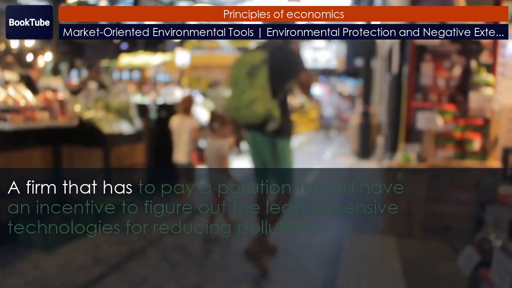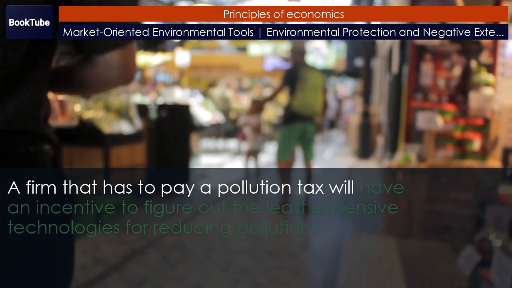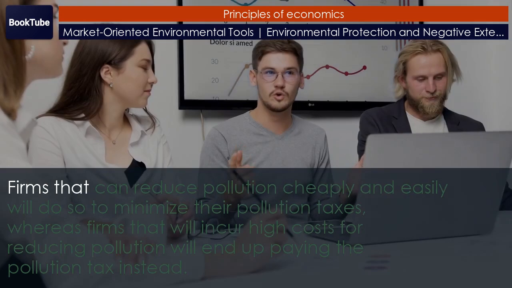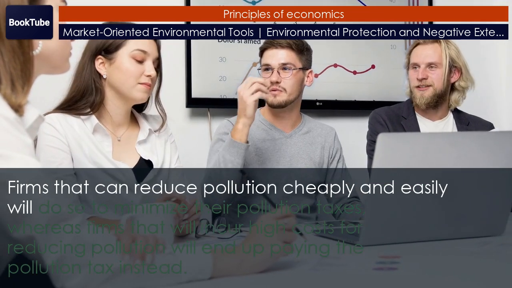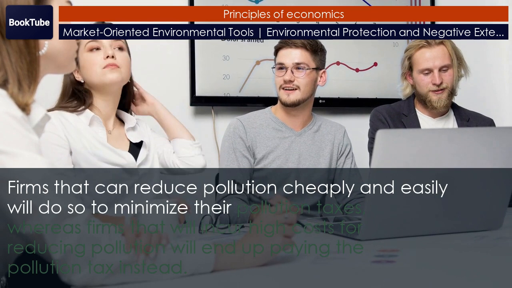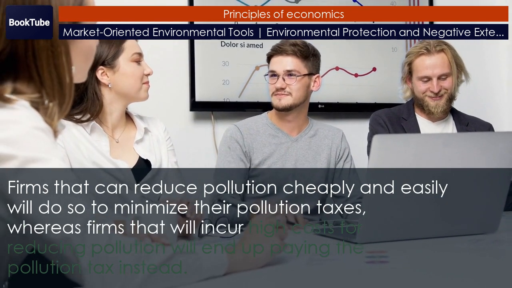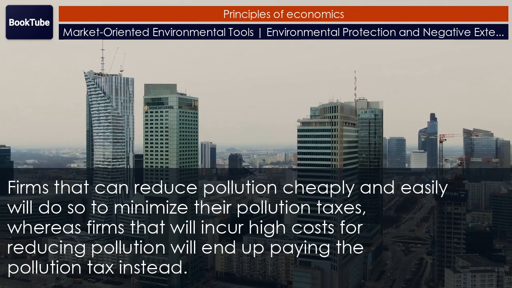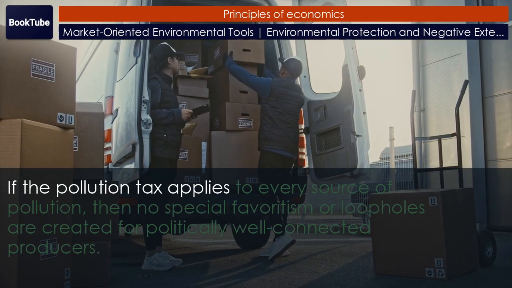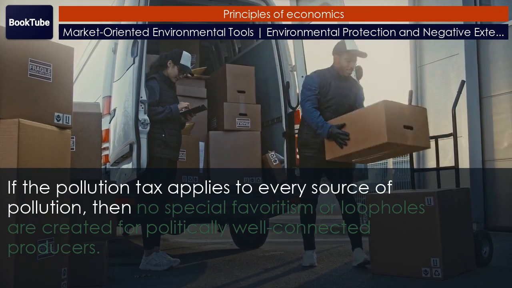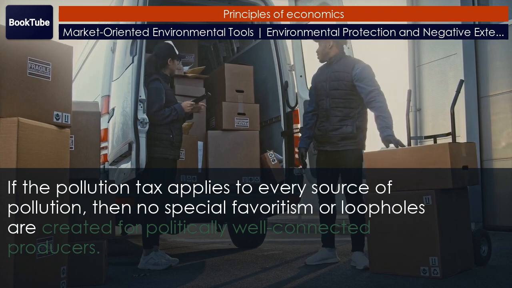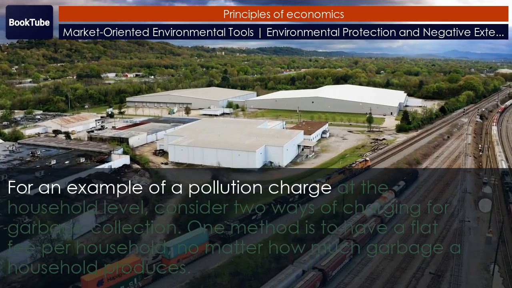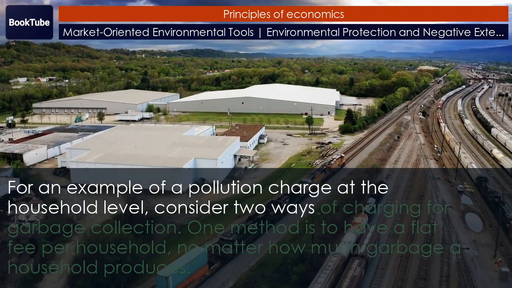A firm that has to pay a pollution tax will have an incentive to figure out the least expensive technologies for reducing pollution. Firms that can reduce pollution cheaply and easily will do so to minimize their pollution taxes. Whereas firms that will incur high costs for reducing pollution will end up paying the pollution tax instead. If the pollution tax applies to every source of pollution, then no special favoritism or loopholes are created for politically well-connected producers.